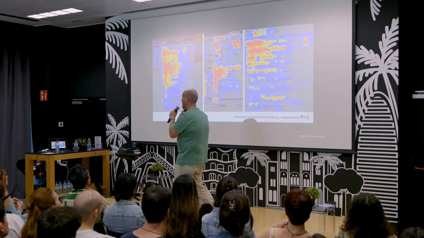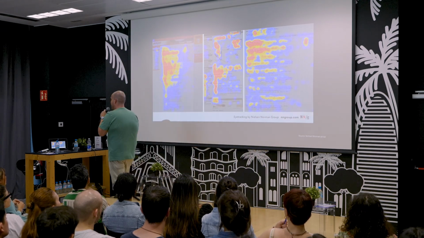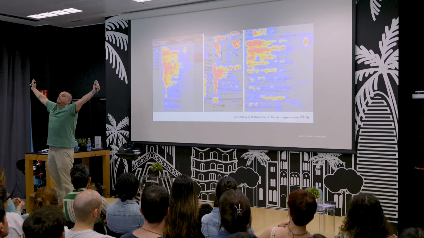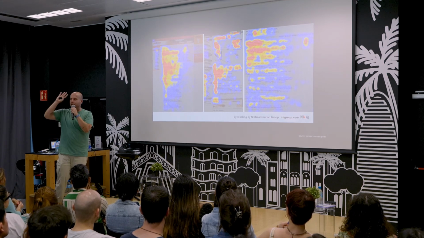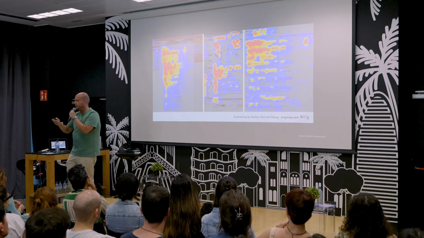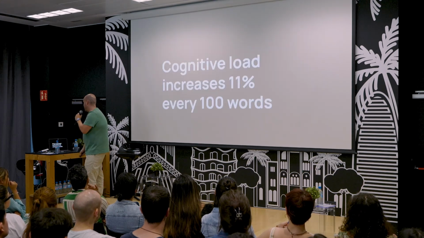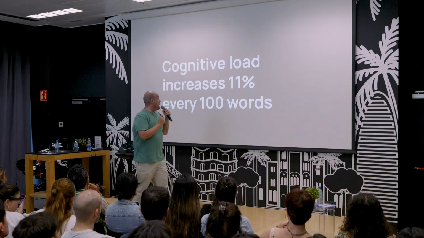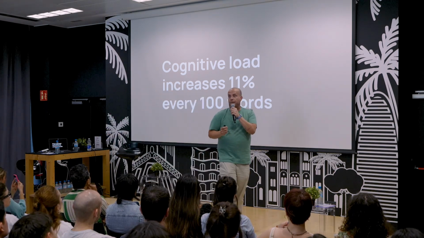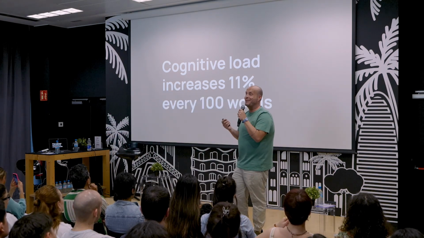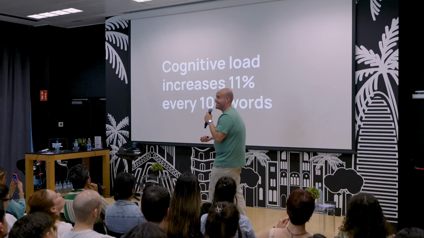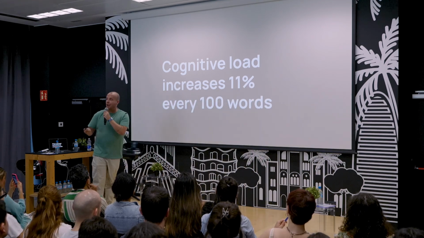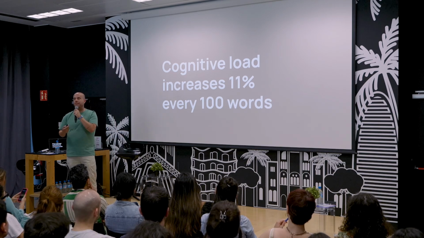And this is always the example I give. When you go into something and you just see this huge wall of text, you just run. It's like, I can't do this. I can't do this. Why? Because the cognitive load increases 11% every 100 words. So as designers, what we want to do is reduce the cognitive load, not increase it. So when you're writing for interaction or designing your content, think about these things. Keep it simple, stupid.